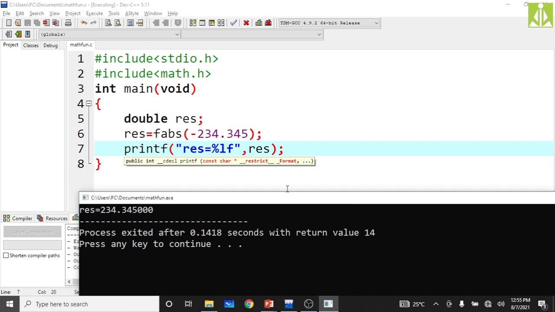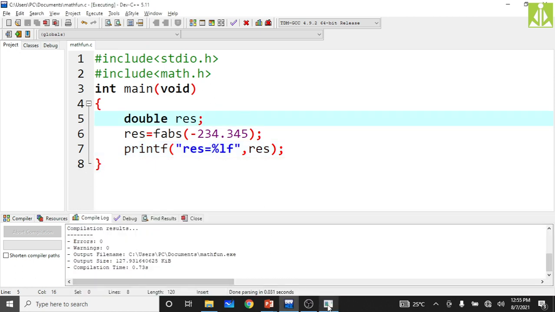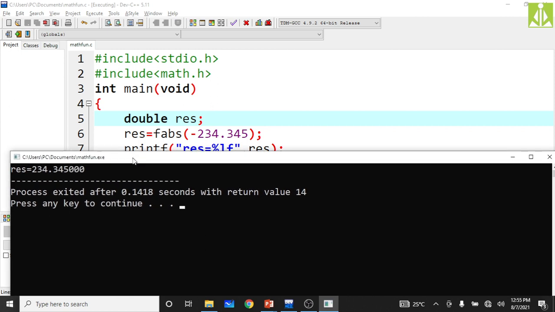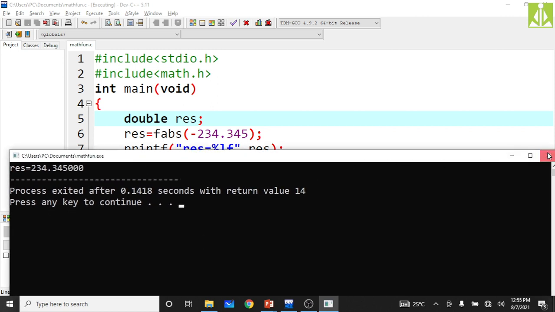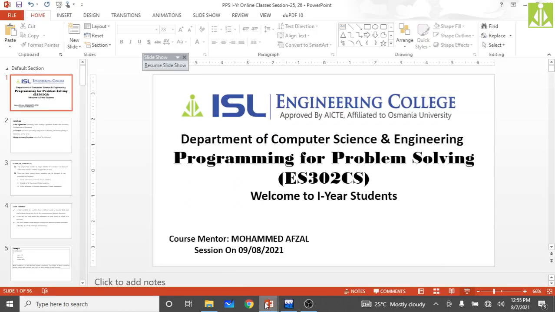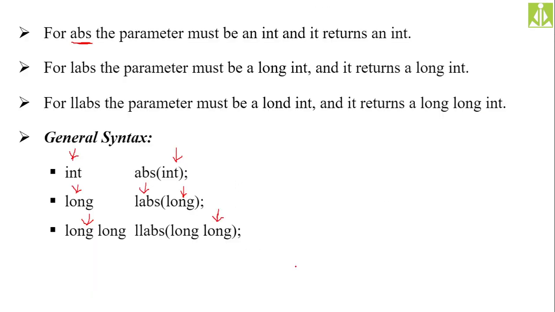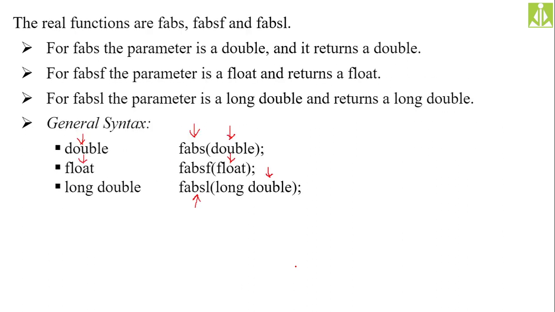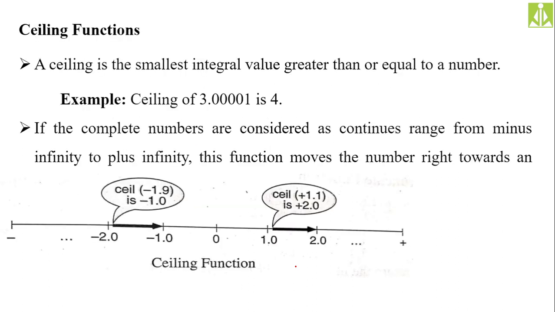Like this, you can calculate the absolute value of floating point numbers with its respective function name. So for calculating double, it is FABS. For calculating float, FABS-F, and for calculating long double, FABS-L is the function name. Okay, hopefully you understood all these things. So quickly we go to the next type of function, that is the ceiling function.